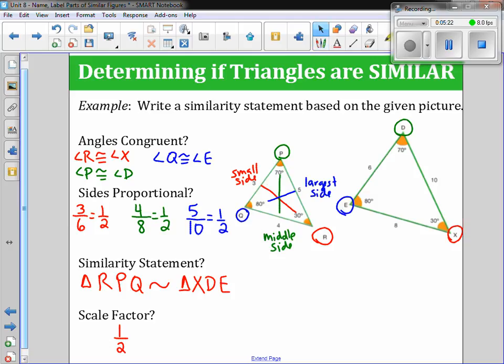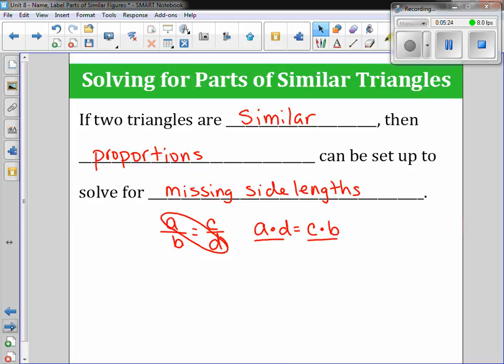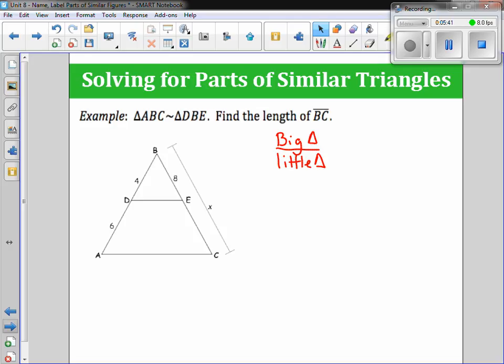Now we're going to take a look at a review of what similar triangles creates. It creates proportions that can be set up and solved for any missing side length by using cross multiplication. Let's take a look at some examples that show us how to find missing side lengths of triangles.